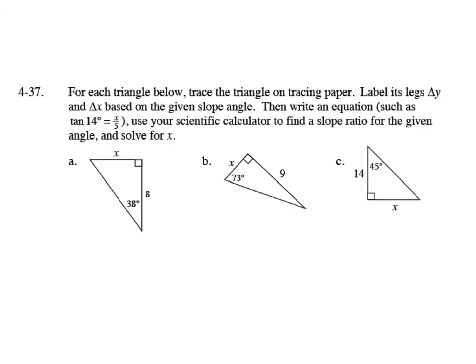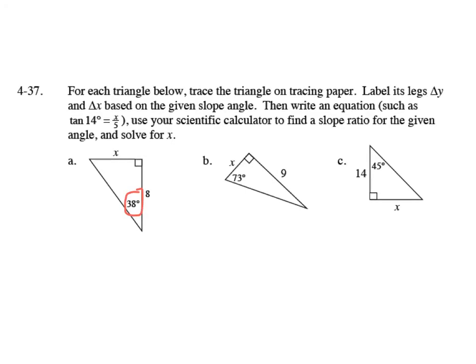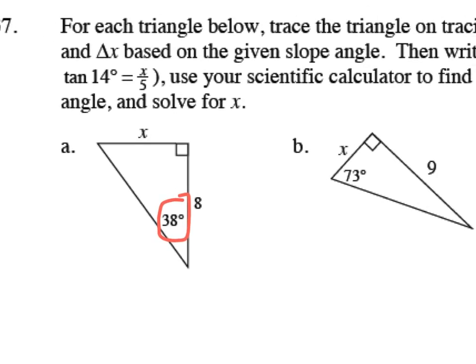So going back to problem 37 now, it says for each triangle below, trace the triangle on tracing paper. You don't need to do that. What I would do is I would draw these triangles, and we're going to use our scientific calculator to help us determine the missing values. And so here's what I would encourage you to do. First of all, always write the triangles or draw them. Identify the angle that we are looking from. So here's a 38-degree angle in part A.